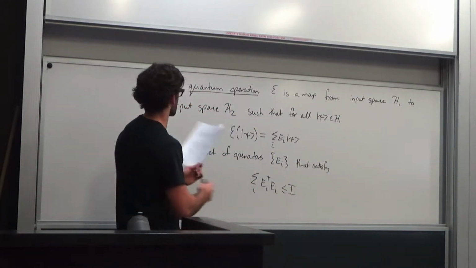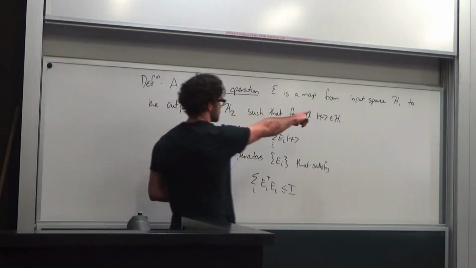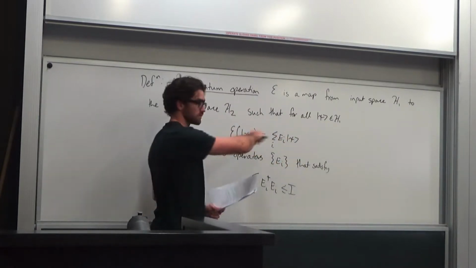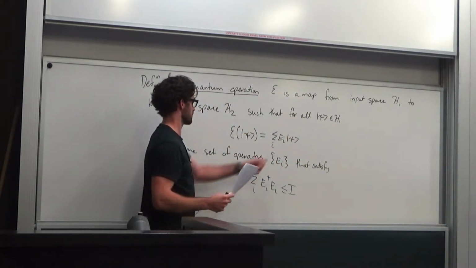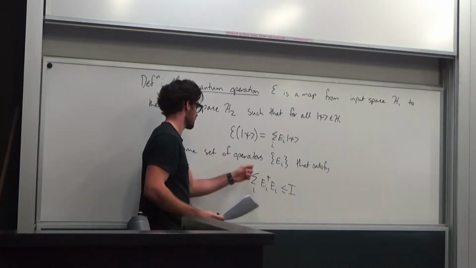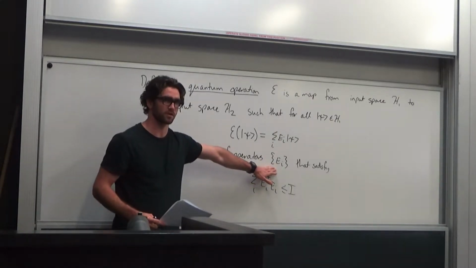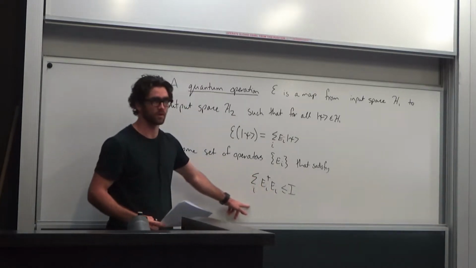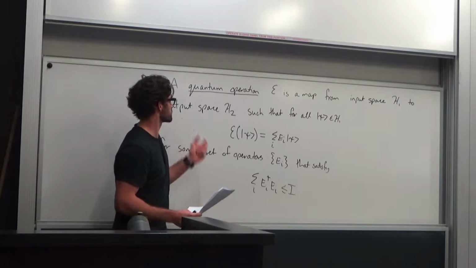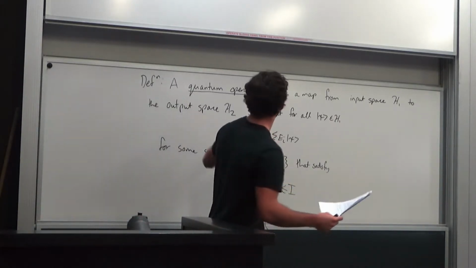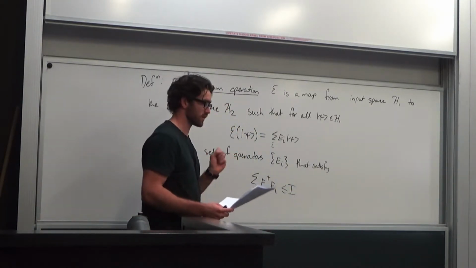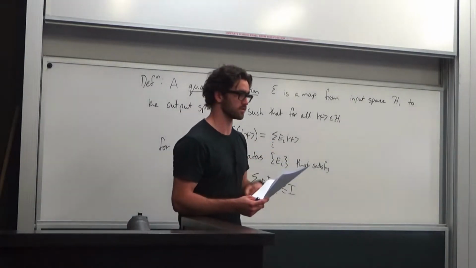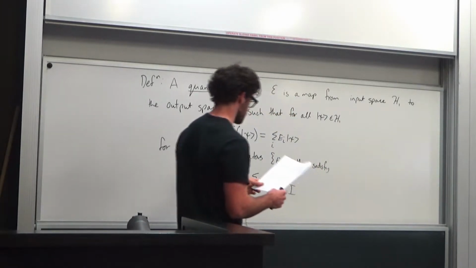All right, so we have this definition. A quantum operation is a map from the input space to the output space, such that for all vectors in the input space, we have this representation of the map. We have this operator sum representation, and those operators, we call these the operator elements of the map E, satisfy this condition here. So we'll see this is quite a versatile definition. It's going to allow us to encode the error that happens in our system, as well as the recovery of that error. So it's going to be quite useful to understand this.